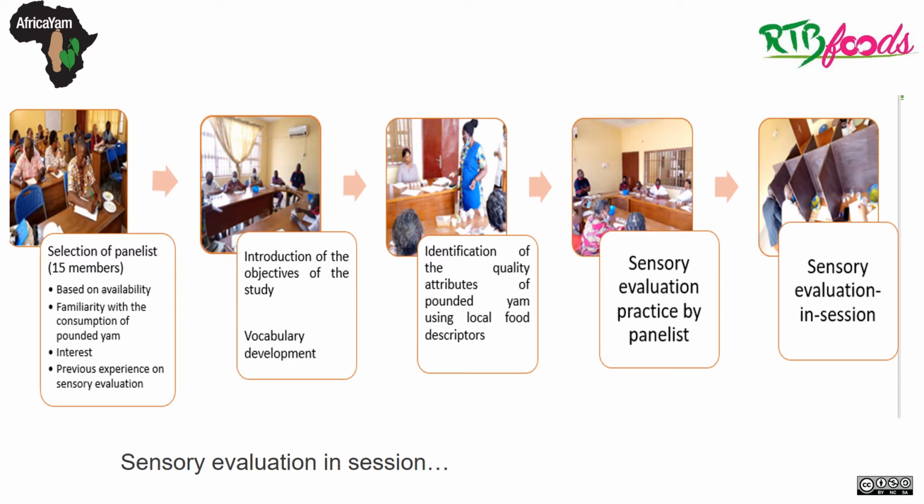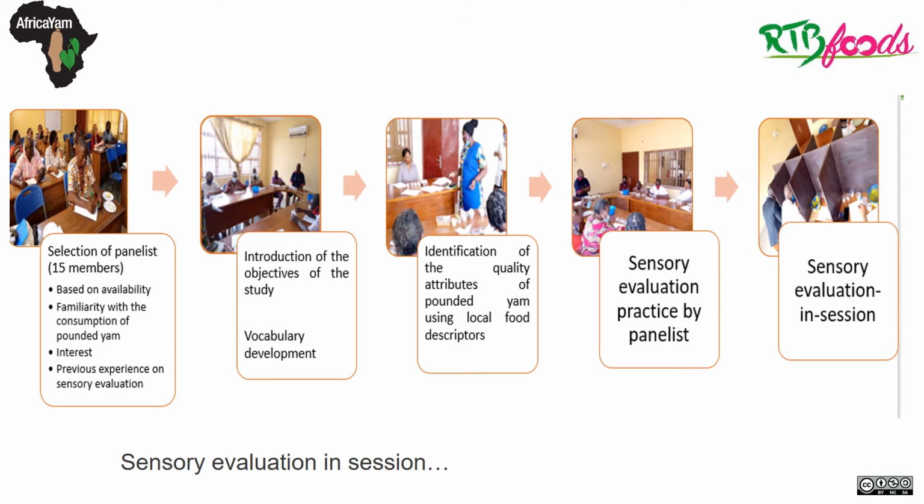Then normally, during the training session, we introduce the objectives of the study, and then we do vocabulary development. What are the quality attributes? How do we do it? After that, we identify the textural quality attributes of pounded yam using local food descriptors to exemplify those attributes. For instance, one of our local products, Lafu, fermented cassava flour, is a very stretchable local food product. We'll use it to exemplify stretchability in pounded yam.